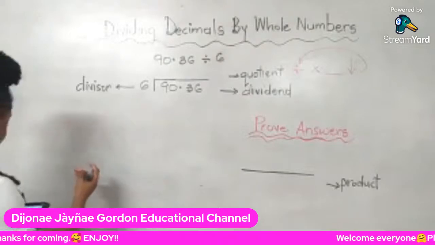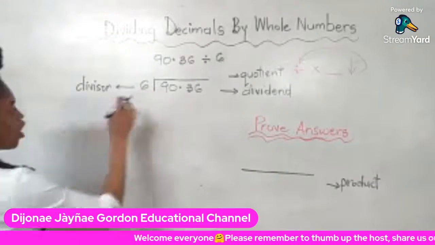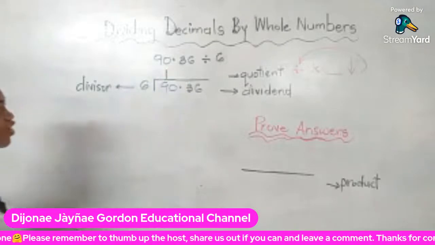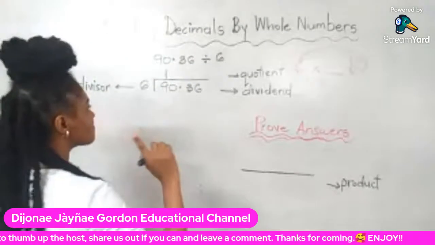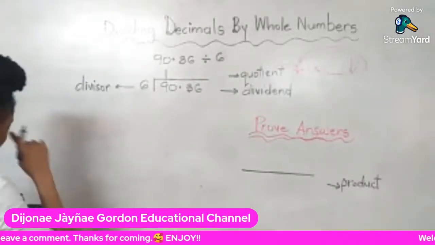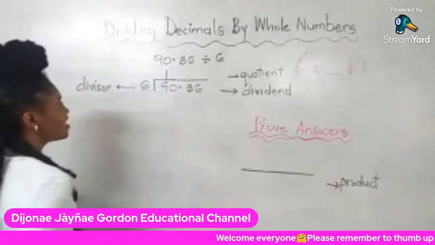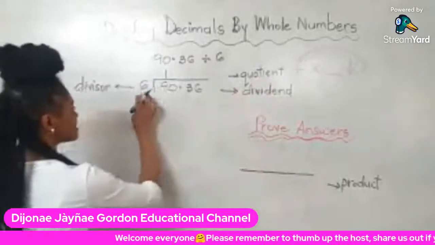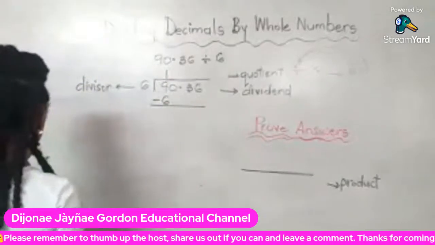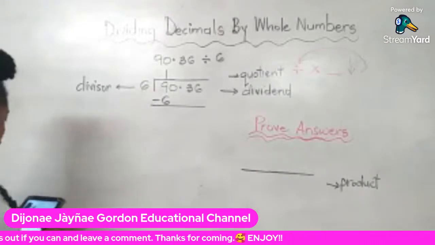So look what we're going to do now. How many groups of 6 can you get from 9? And of course, that's one group. We can only get one group of 6 from 9, and that is what our answer is going to look like so far. Then we are going to multiply 6 by 1 or 1 by 6. You're going to end up with 6. Draw your line, and of course, you are going to take away.